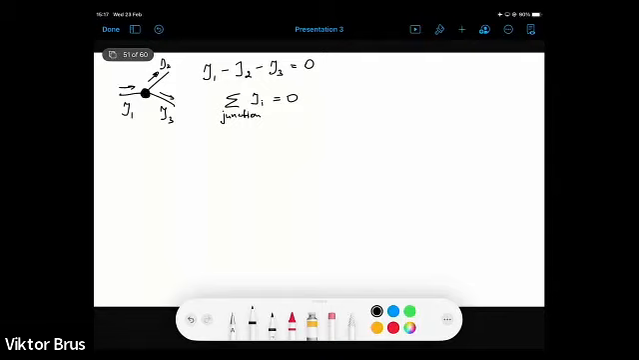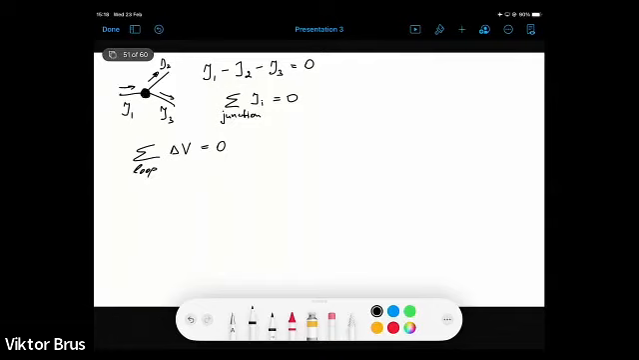So the second rule is the so-called loop rule, and it is based on the following statement. The sum of the potential differences, let's say the directional sum of potential differences across all elements around any closed circuit loop, should be equal to 0. So we can write that the sum over a closed loop for any electric circuit of all potential differences should be equal to 0.